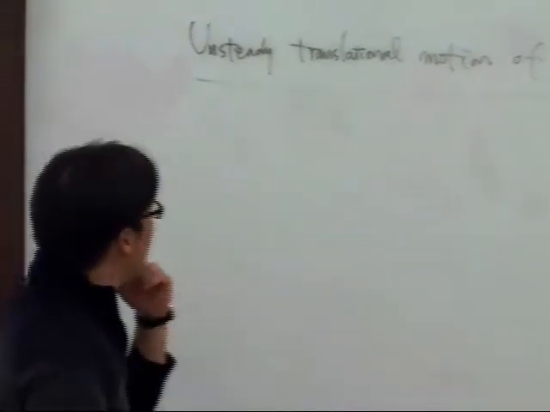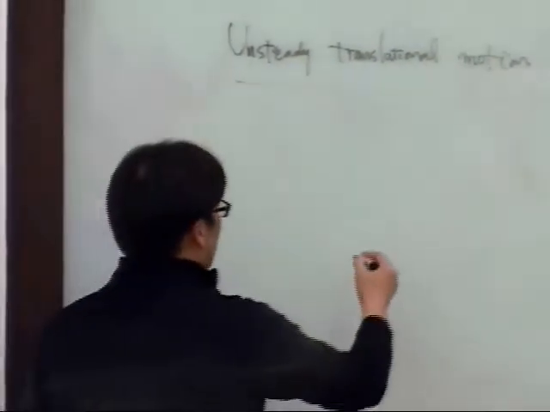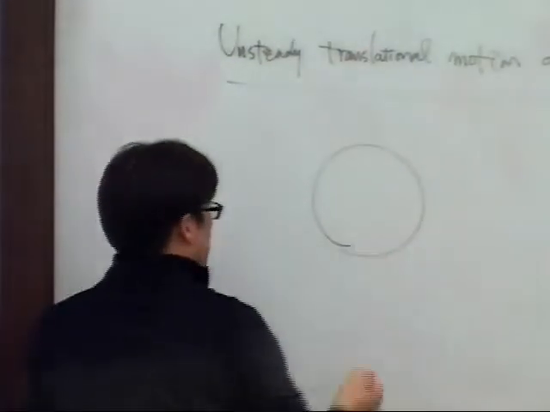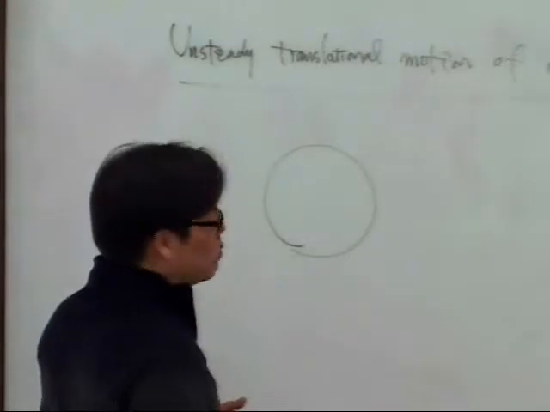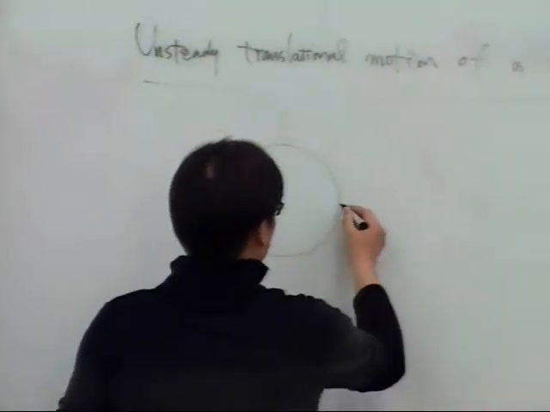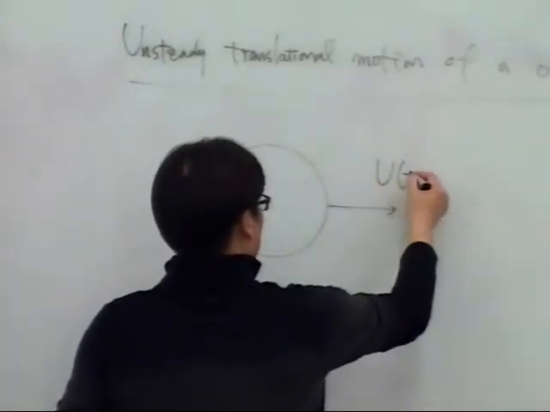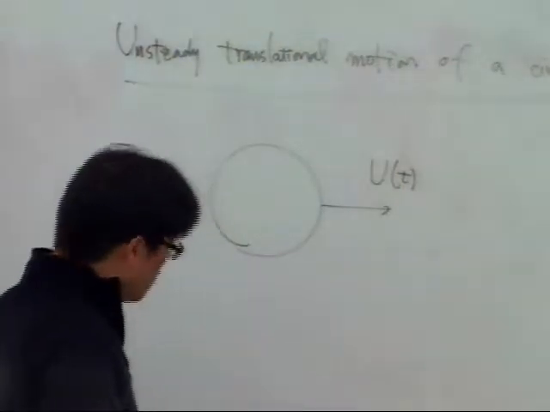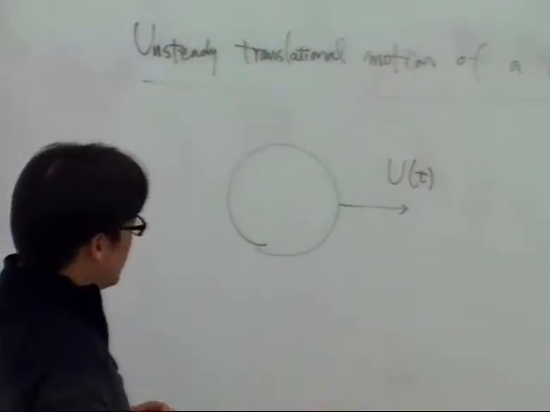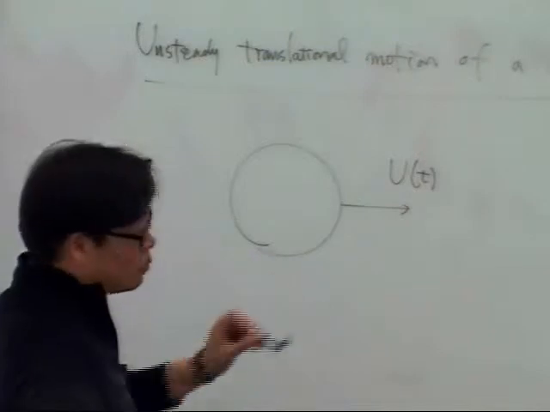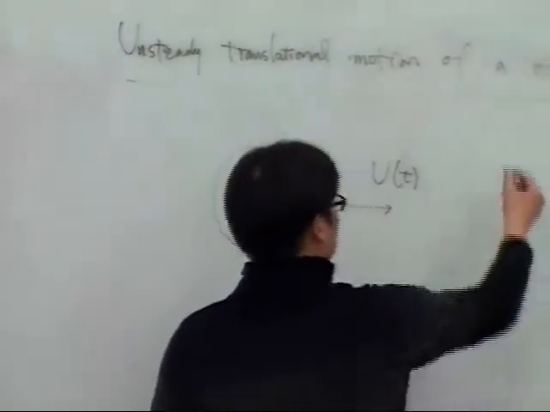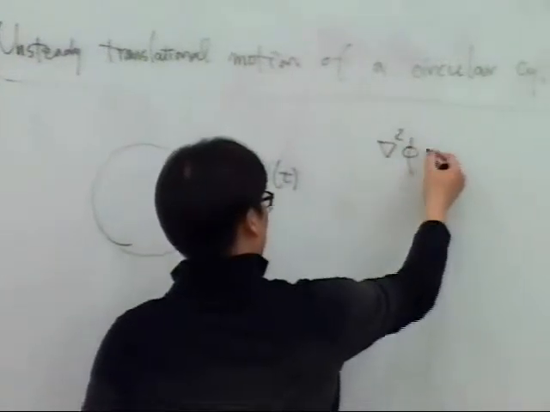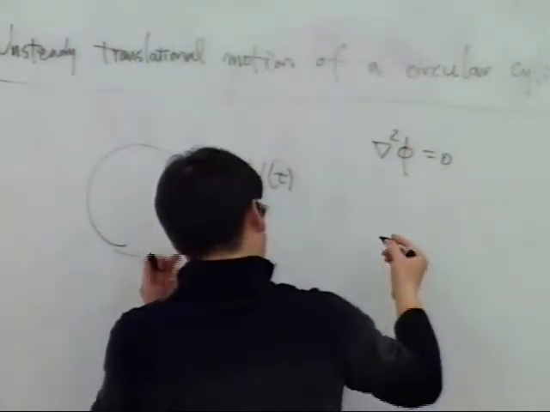Okay, we looked at a problem of a circular cylinder which is moving with some time-dependent speed. And this time we assume the cylinder is moving in the x direction. And then the boundary value problem for this is the same as before.